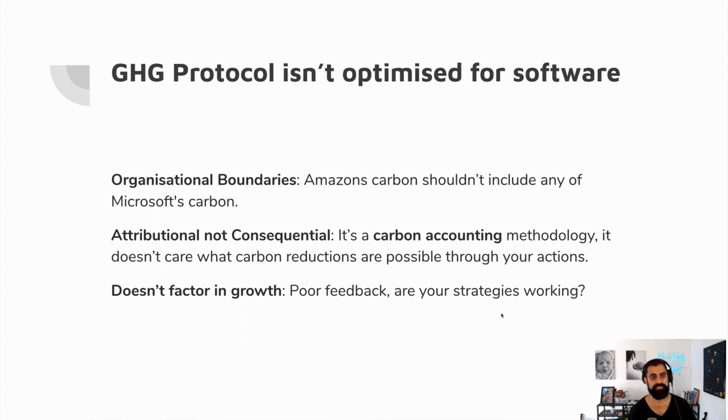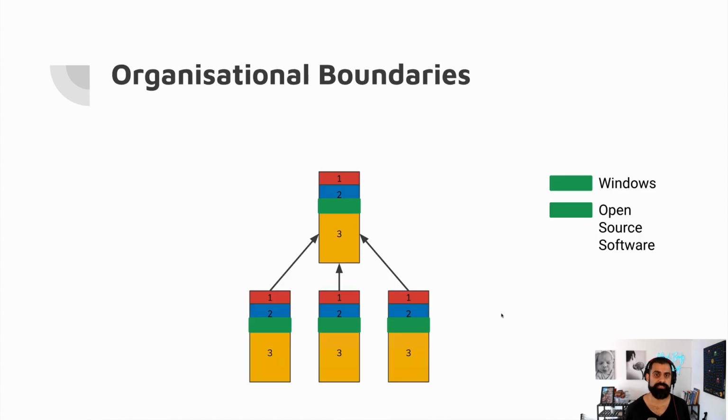And also the greenhouse gas protocol just doesn't factor in growth. And with software products, the growth is huge. So if you've got a more stable organization, the same size every single year, it's a useful mechanism. But in the software space, the growth is oftentimes extremely high, and the greenhouse gas protocol just doesn't factor in growth. It gives you really poor feedback. Like, it doesn't tell you if your strategies are working. So, organizational boundaries.